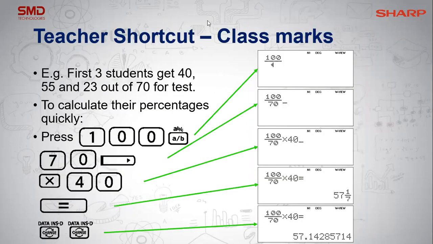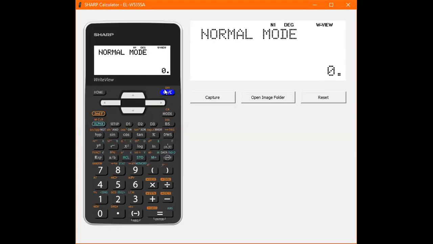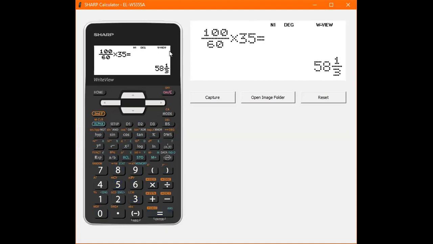So let me show you this great shortcut for your class marks. Here it is here. So on your calculator, what you would do is press your fraction button. At the top, you put whatever you want to convert your marks to. So if we say we have a test out of 60 and we want to convert it to a total out of 100, so we want to work out percentages. At the top, we type in 100. At the bottom, our total for our test is 60. And then we press our right arrow key. We say times, and then we put in our first student's mark, which say is 35. Then we would press equals, and it gives us 58 1/3.